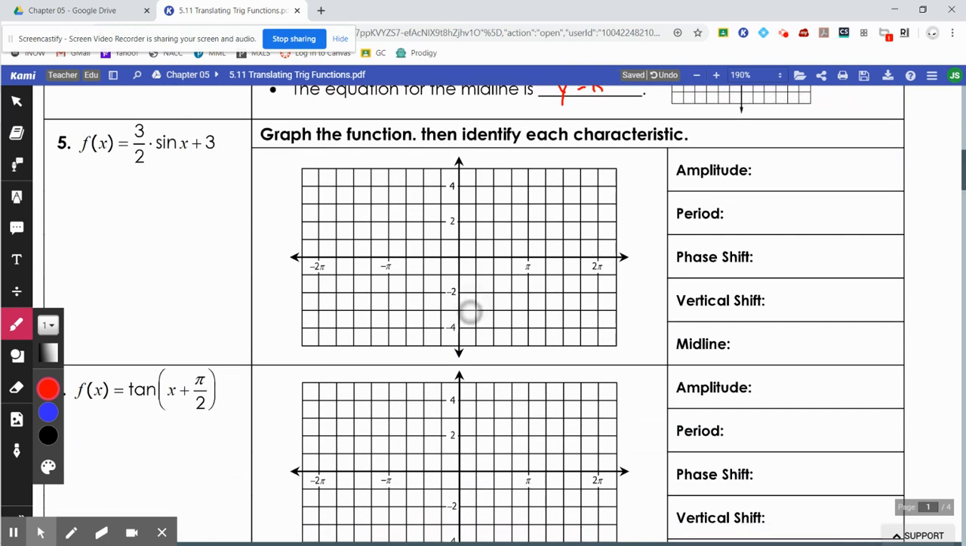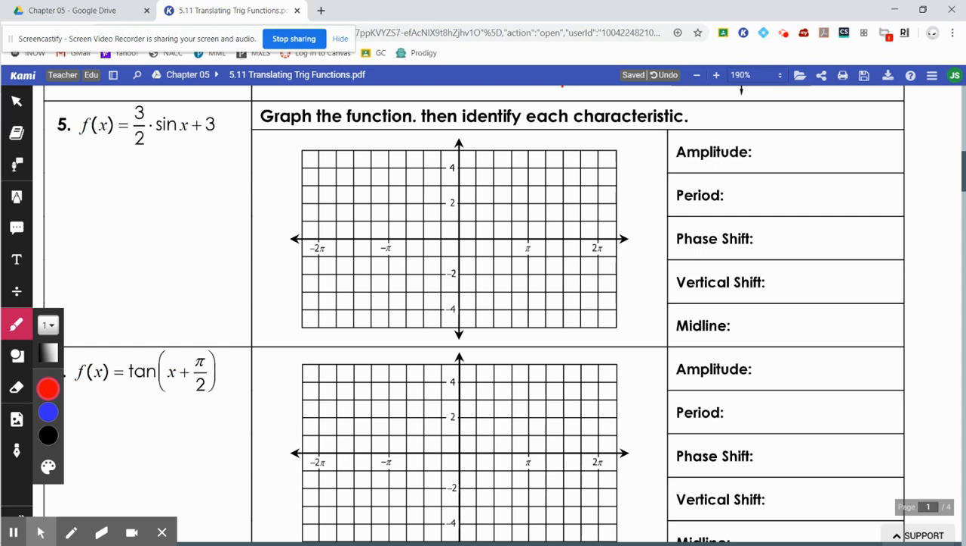Okay, let's look at some graphs of these. Number 5 says graph the function, then identify the characteristics. So I'm going to go ahead and look at all the different transformations here. Now for a normal sine curve, you have an amplitude of 1 and a period of 2 pi. However, I do want to talk transformations here. Anytime that you multiply a function by 3/2, this is a vertical stretch. Anytime you stretch it vertically times a factor, it's going to change that amplitude. So when you take that 1 and multiply it vertically by a factor of 3/2, that's going to change your amplitude to a value of 3/2.